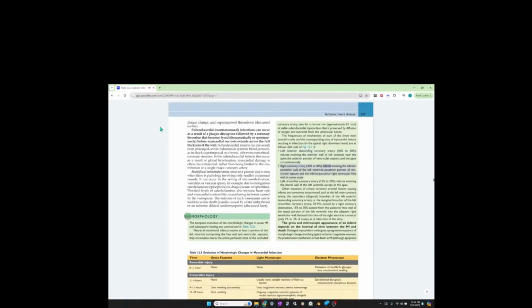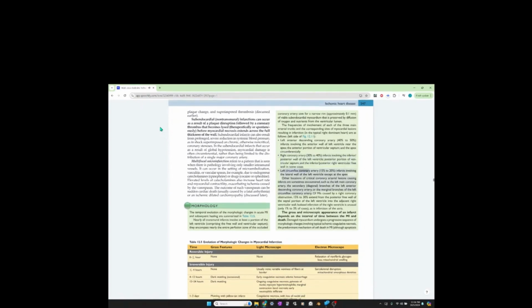Left anterior descending coronary artery: infarcts involving the anterior wall of the left ventricle near the apex, the anterior portion of the ventricular septum, and the apex circumferentially. Right coronary artery: infarcts involving the inferior/posterior wall of the left ventricle, posterior portion of the ventricular septum, and the inferior/posterior right ventricular free wall in some cases. Left circumflex coronary artery: infarcts involving the lateral wall of the left ventricle except at the apex.